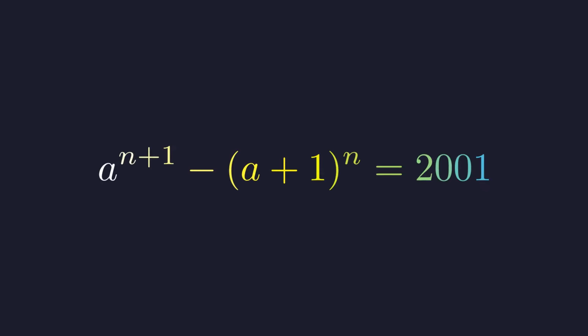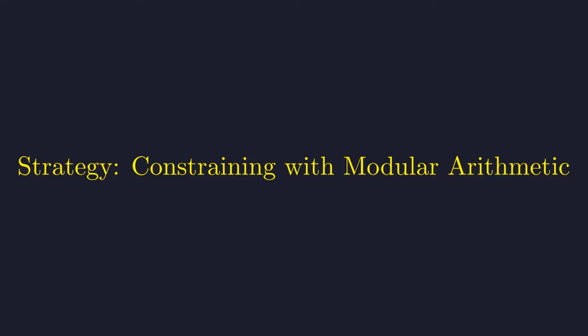Here's our equation. We need to find the unique pair of positive integers a and n that satisfy it. This might seem daunting, but by methodically exploring the constraints, we can pinpoint the exact solution. An infinite search space is impossible to check directly. Instead, we'll use number theory to find powerful constraints that dramatically limit the possible values of a.